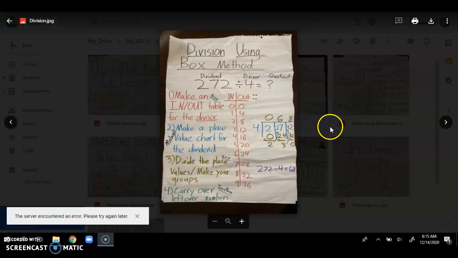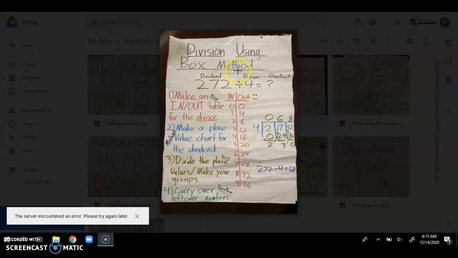Today we are going to divide using the box method. Now the box method has 4 steps. The first 2 help set up our problem to make sure that we do it easily and correctly. The hard work takes place in 3 and 4.